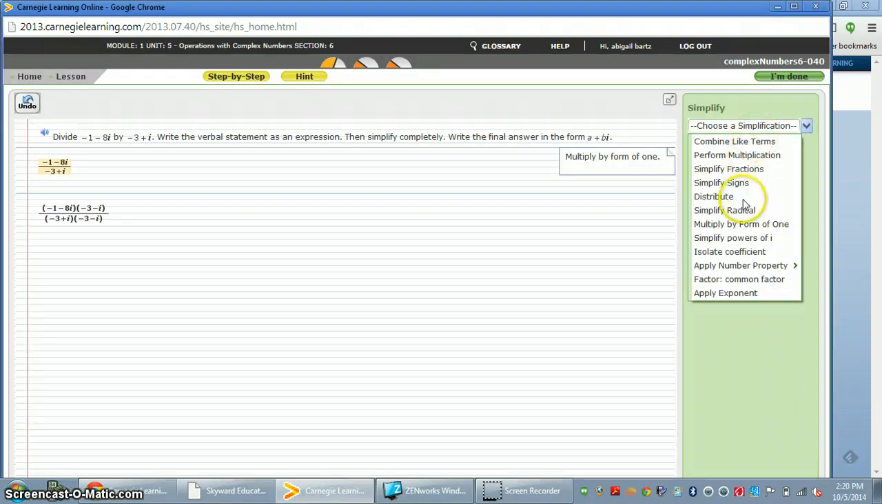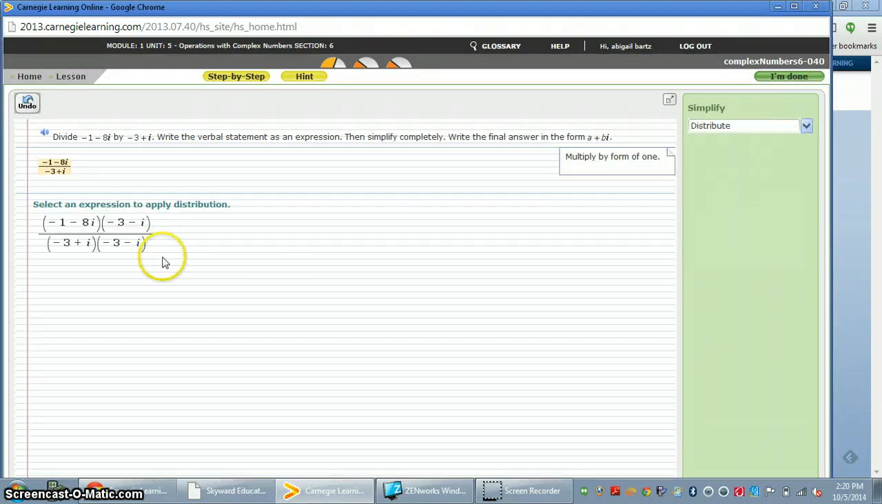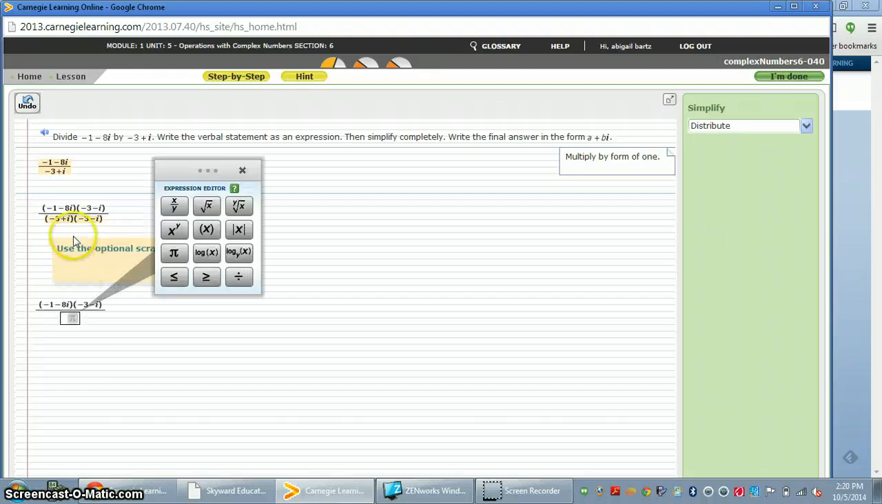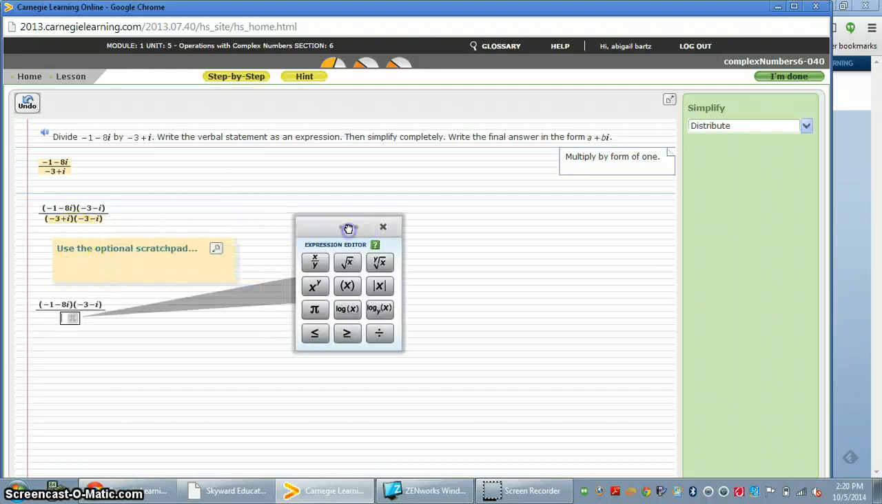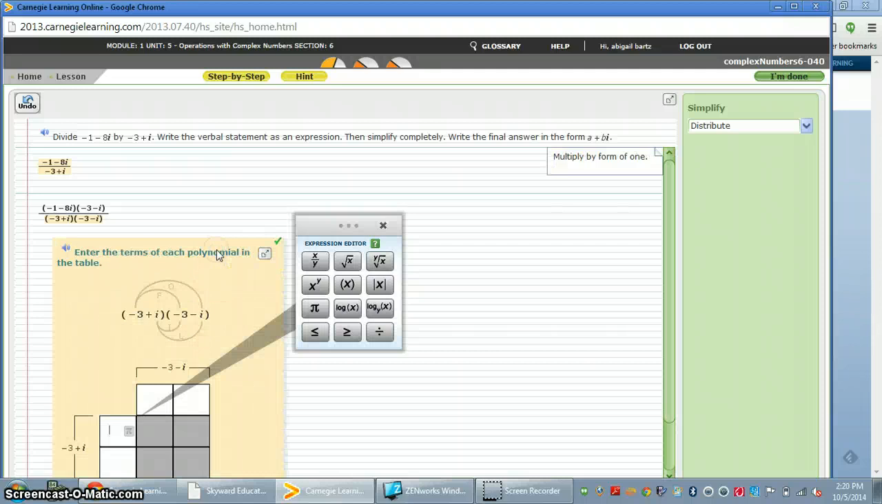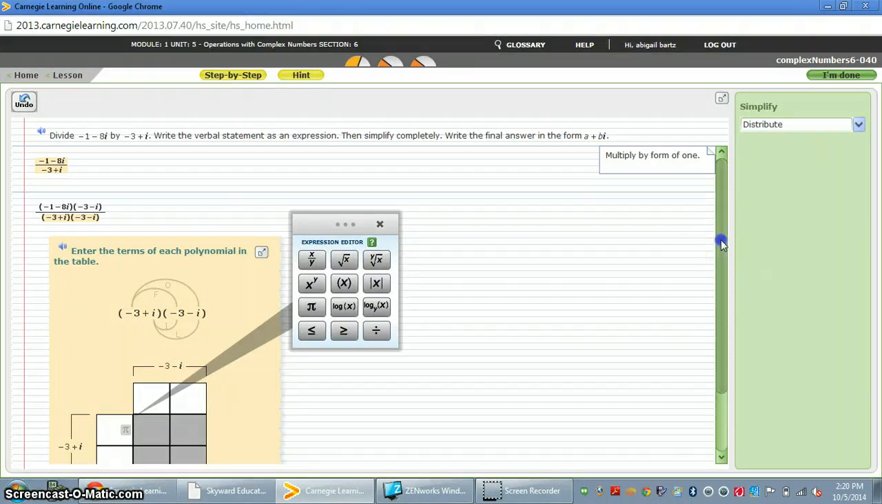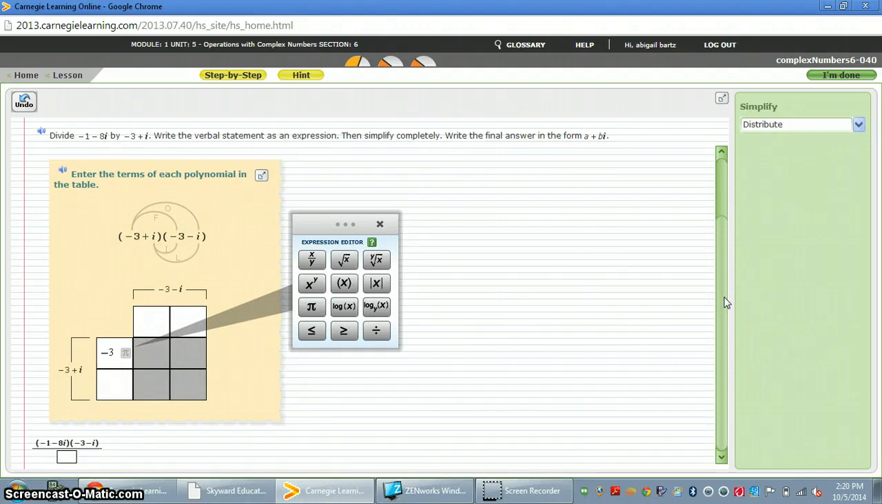So we're just multiplying, and from here now you're going to have to do some distributing, and you distribute the top or the bottom. It depends wherever you want to start first. I like to start on the bottom. And so then I'm just going to FOIL. I can decide to use the scratch paper if I want. If I use the scratch paper, it's just going to have me fill out the boxes. Again, this is negative 3, this is i, negative 3, and this is negative i.